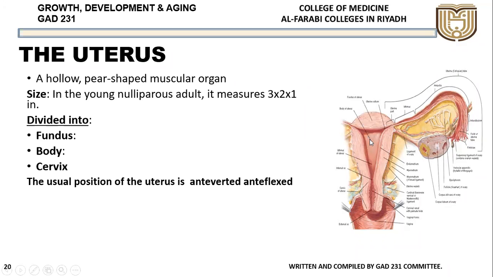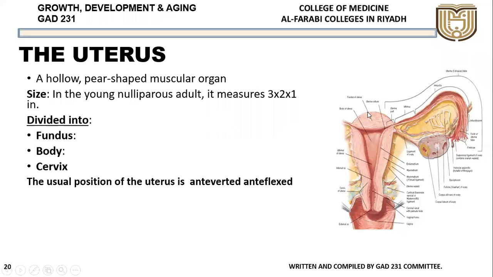All the female reproductive organs are pelvic organs, but the uterus will start becoming larger and larger, and it occupies almost the whole of the abdomen. So this organ has the capacity to expand to a very large extent. Now this uterus is divided into three parts.